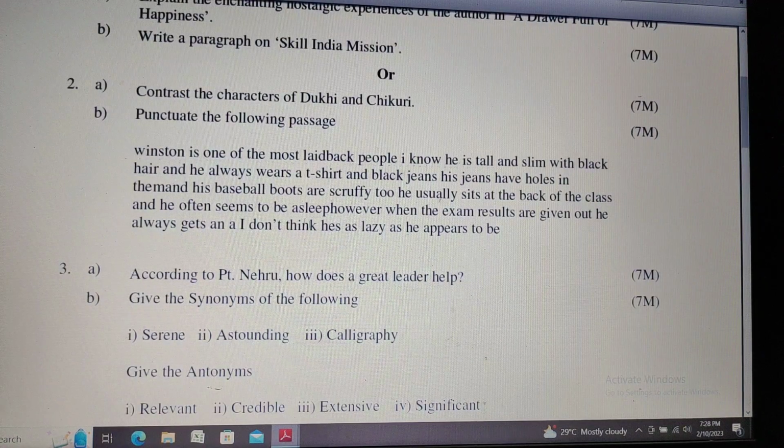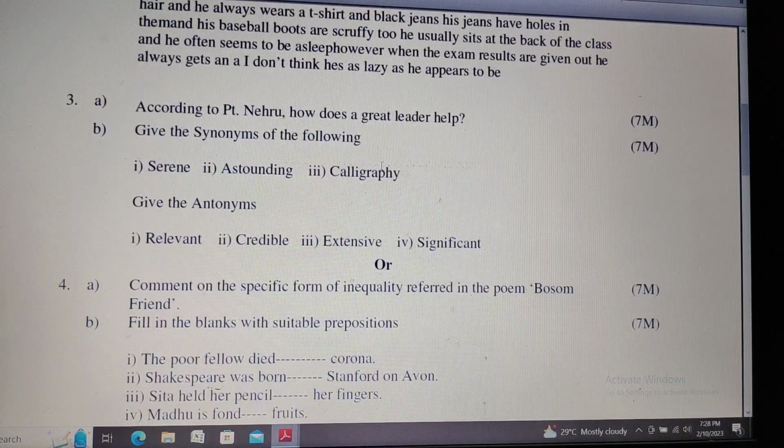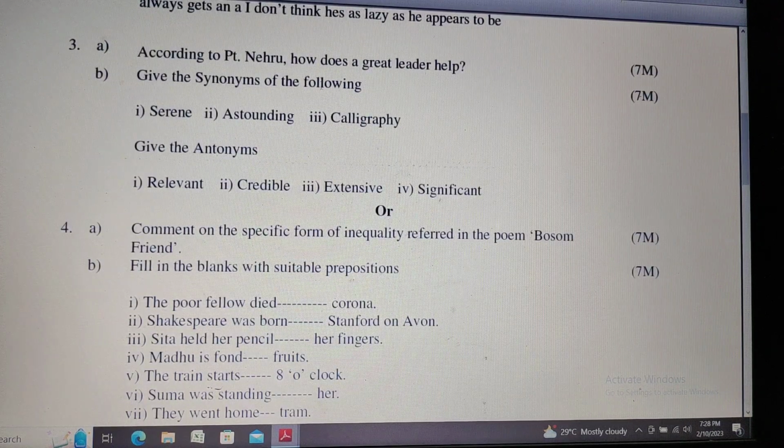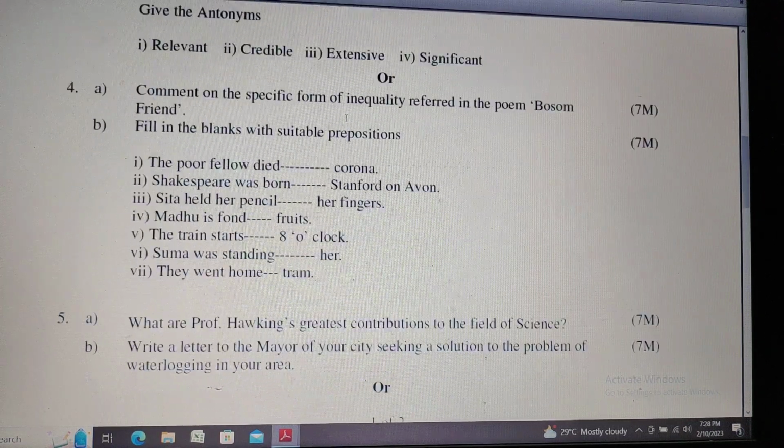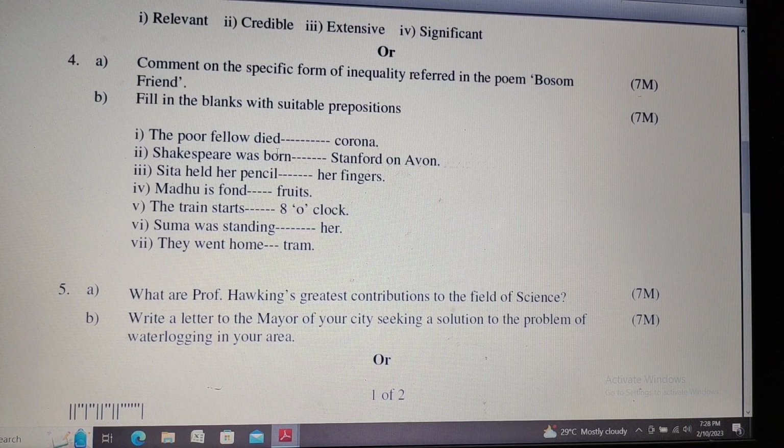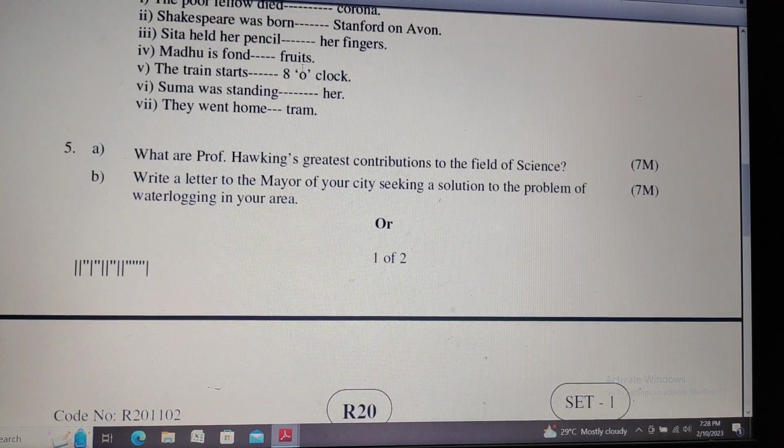Now punctuation, if you are okay with this, you can go with Deliverance, or it's up to you. Now if you are okay with synonyms and antonyms, you can go with Nehru's Letter. And the combination here is prepositions, so please prepare prepositions, because bosom friend again is a very interesting answer which you can go with. And I request all of you to opt for question number 5, which is like Stephen Hawking and letter writing. So it will be very helpful for you to score good marks.